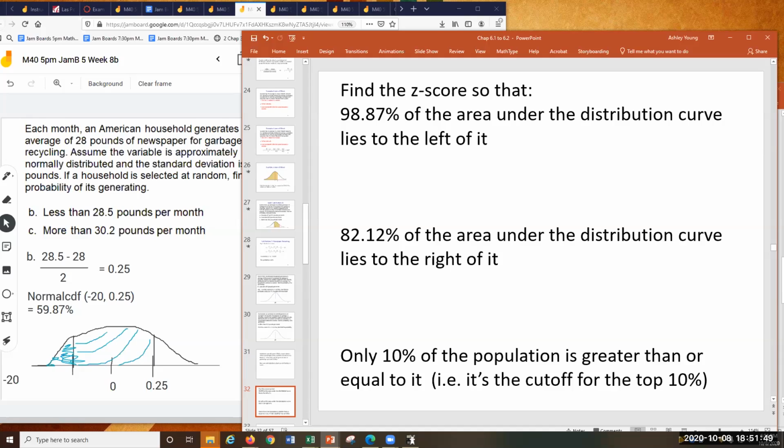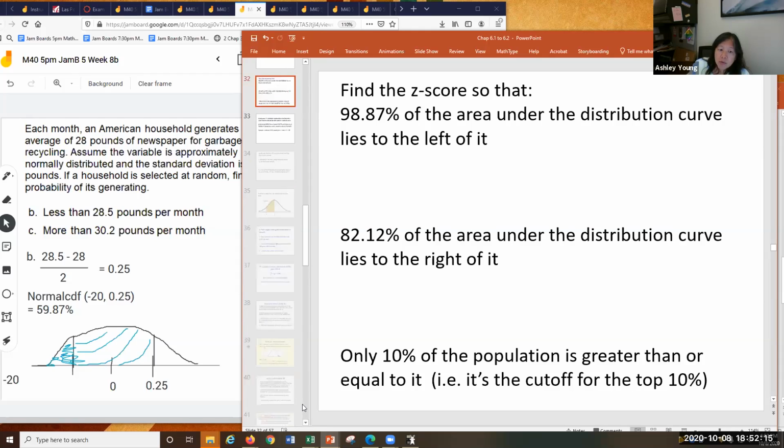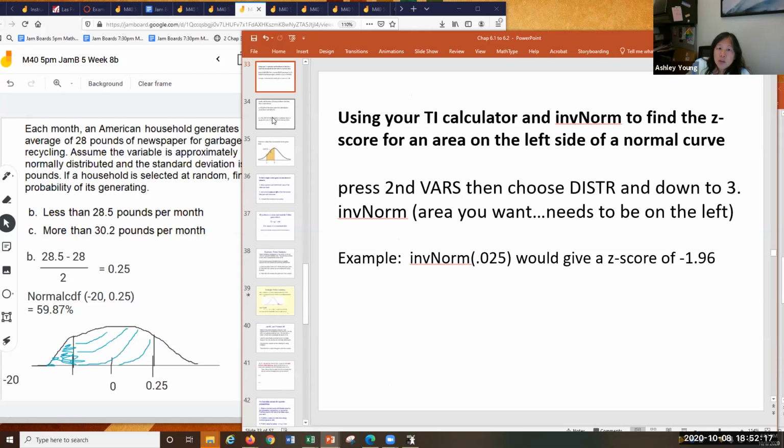Find the z-score so that 98.87% of the area under the distribution curve lies to the left of it. Or? These are just examples. Keep going. Or 82.12% of the area under the distribution curve lies to the right of it. Or only 10% of the population is greater than or equal to it. Right. In other words, it's a cutoff for the top 10%, and that's one that comes up pretty often. So let's take a look.